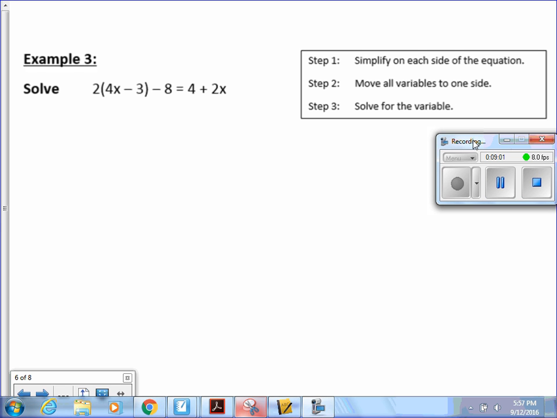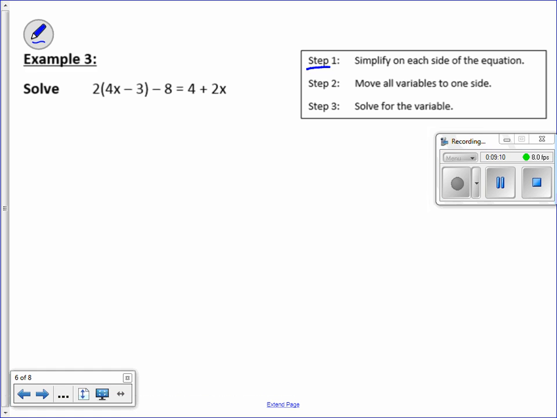Now I've got 3 steps for this example. Step 1 says to simplify on each side of the equation. Step 2 says to move all variables to one side. Notice that you don't want to move those variables until you have simplified. Step 3 says to solve for the variable.